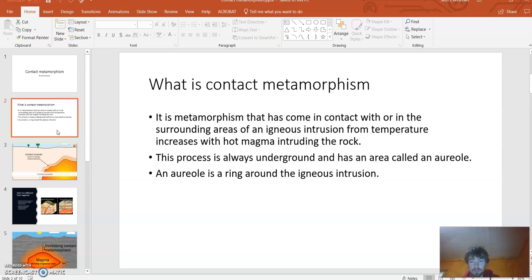It has an area called an aureole. An aureole is roughly a ring around the igneous intrusion. It could also be kind of like a circle of lava where it flows down, or it can be coming up into a circle.